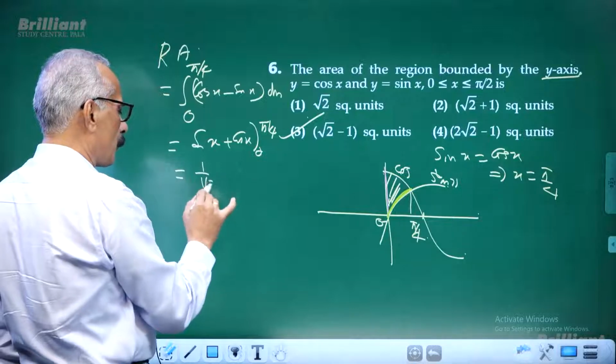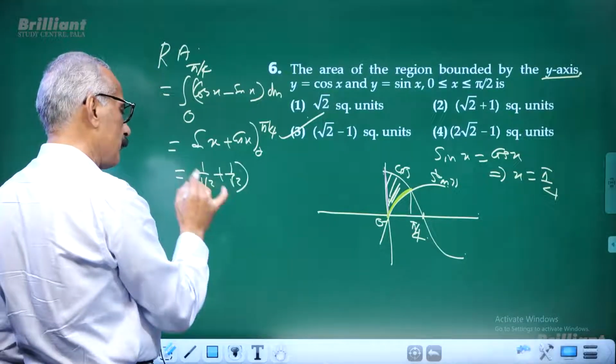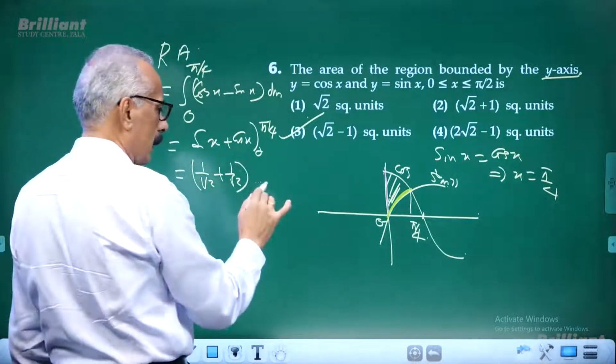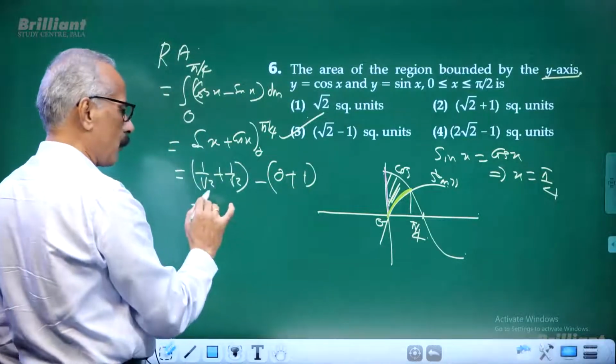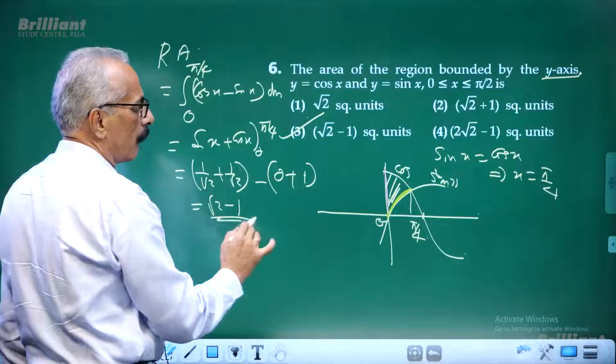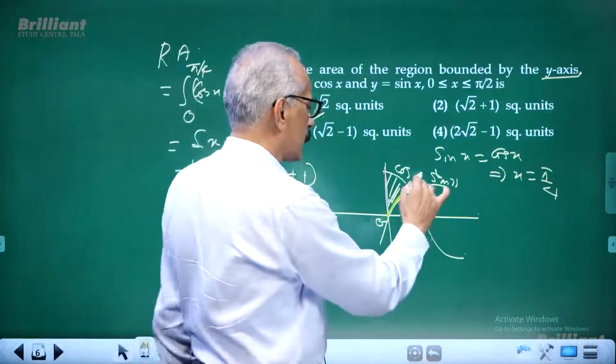Therefore 1 by root 2 plus 1 by root 2. Sin pi by 4 plus cos pi by 4, upper limit, minus sin 0 which is 0, cos 0 is 1. Therefore 2 by root 2 minus 1, that is root 2 minus 1. Alright. This you remember. Now they can ask you this part also.